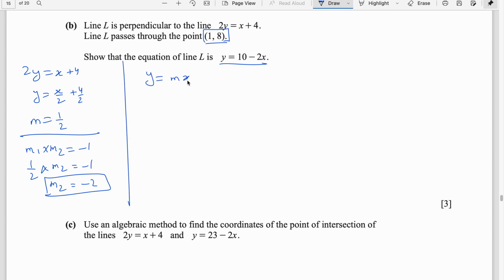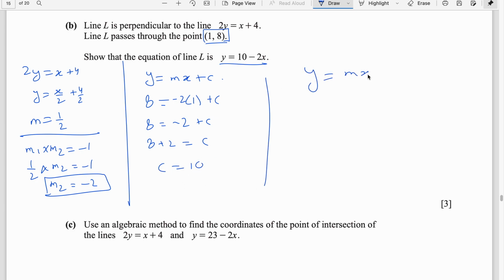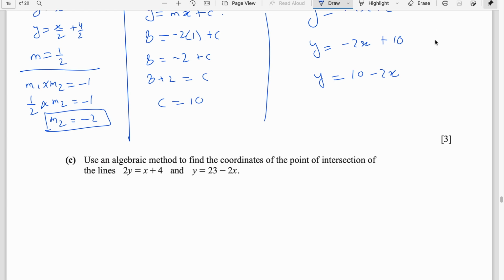y equals mx plus c, y is 8, gradient is minus 2, x is 1, plus c. So 8 equals minus 2 plus c, 8 plus 2 equals c, c equals 10. Rewrite the equation, y equals mx plus c. So y equals, gradient is minus 2 and c is plus 10. Always try to give your answer exactly as it is asked for, else both are correct.